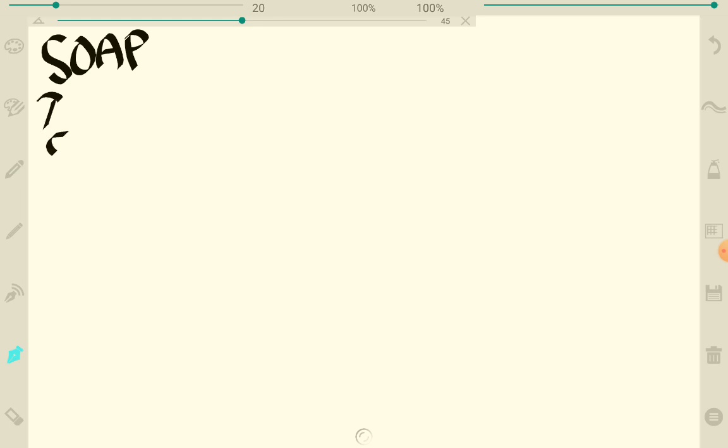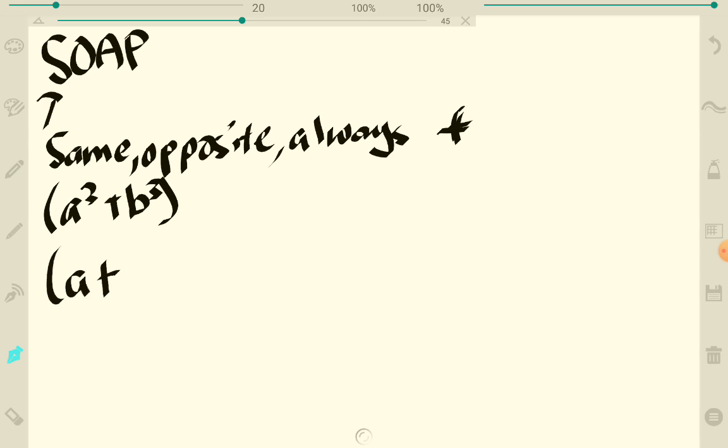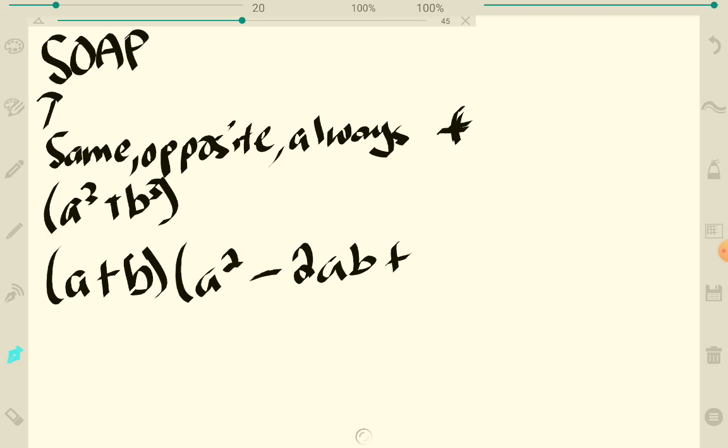So it stands for same, opposite, and always positive. So to start, we could do a cubed plus b cubed. And to factor, we would do a plus same, so same as positive, plus b, a squared minus, because of opposite, 2ab, and plus, because of always positive, b squared.